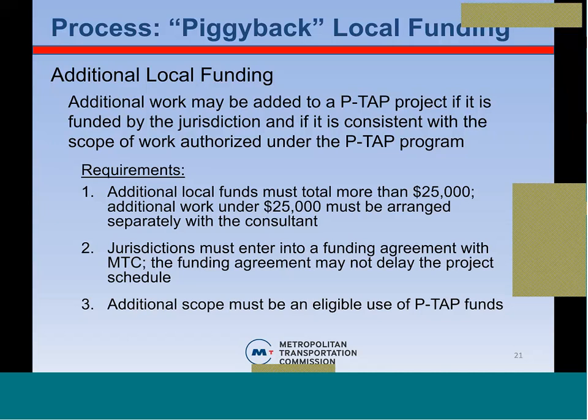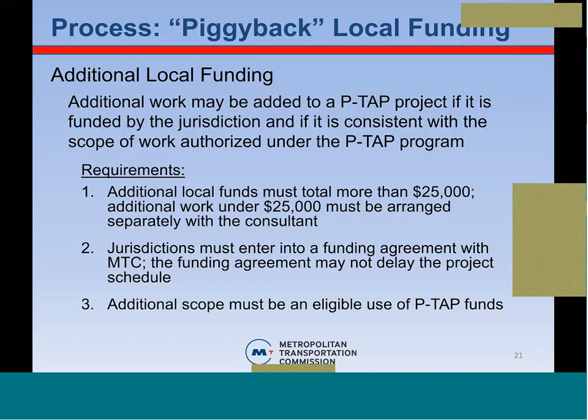You need to, like I said, enter into a funding agreement, and the funding agreement cannot delay the project schedule. So we need to find out about these additional local funding projects as soon as humanly possible. We need you to enter that information into the application, and there are places in the application where you are asked if you want to provide additional local funding. Any additional scope must be an eligible use of PTAP funds.